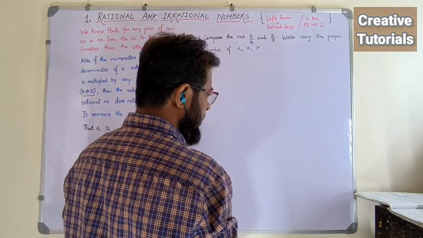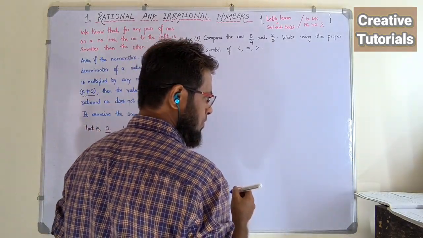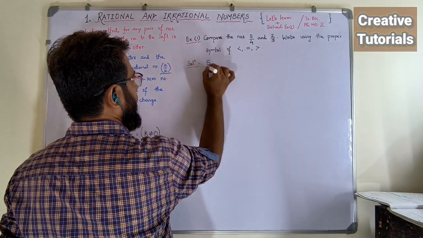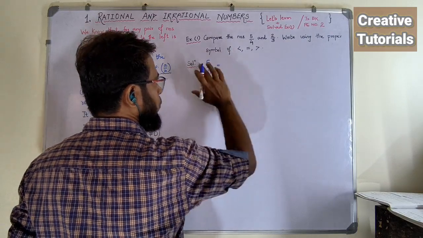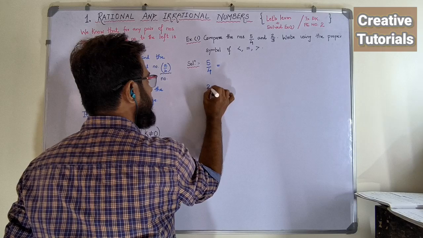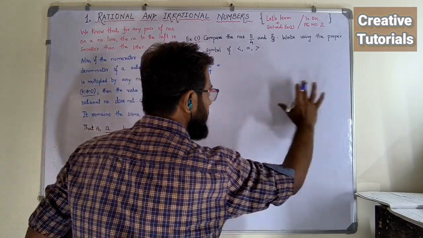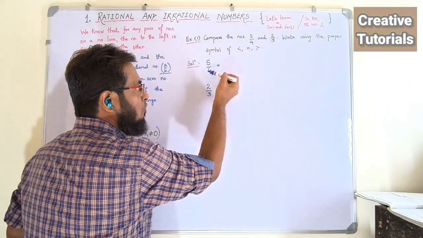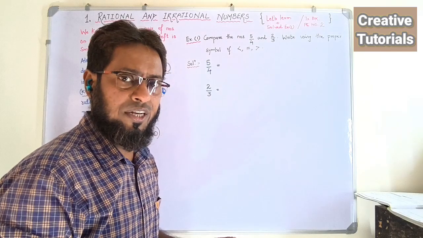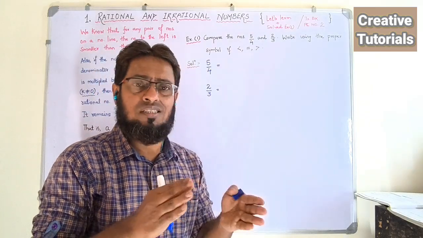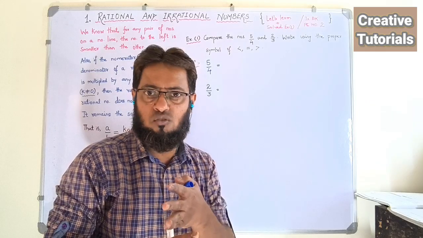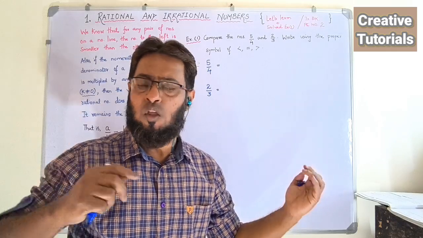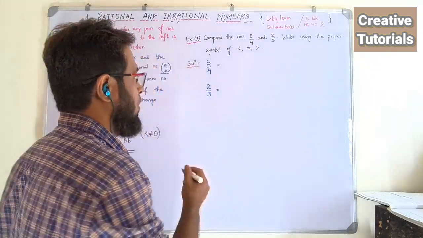Okay, so what will we do first? First I will write 5 upon 4 is equal to something. My second fraction is 2 upon 3 is equal to something is going to come here. Now, if you see carefully, the denominators of both the rational numbers are not the same. So I will try to make the denominator the same. Once I make the denominator the same, I will just compare the numerators and decide which one is bigger or smaller accordingly. So let's do it.